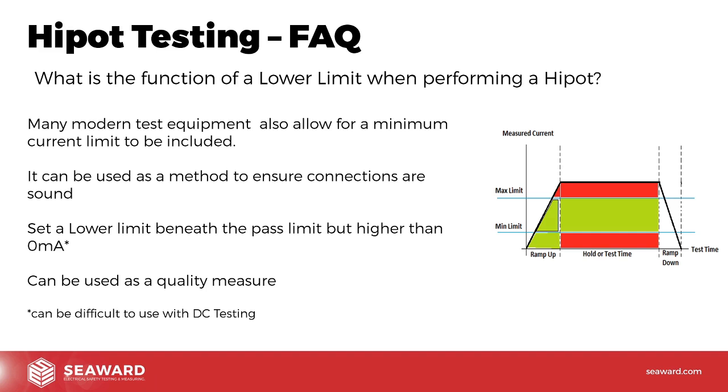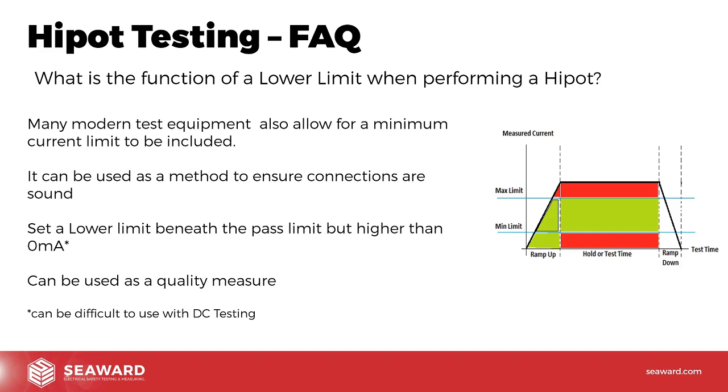So if we take the example that we know something's got some leakage, if for a reason the operator didn't put the probes in the right place, we'd expect to get potentially zero leakage, in which case the tester would pick this up as a failure. And it's really a note back to quality that potentially something hasn't been done correctly during the test. So it helps you ensure that the test is performed correctly.